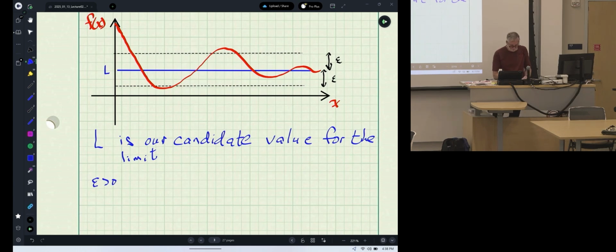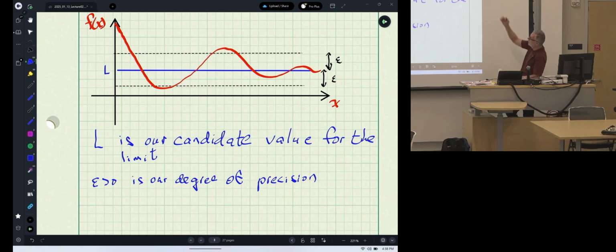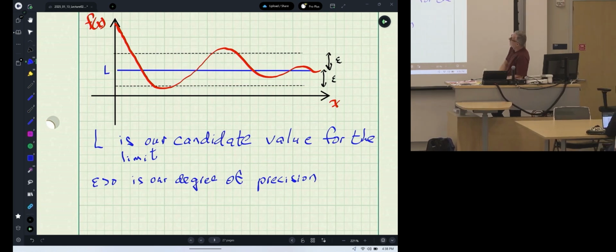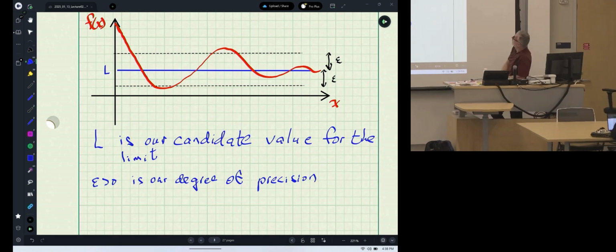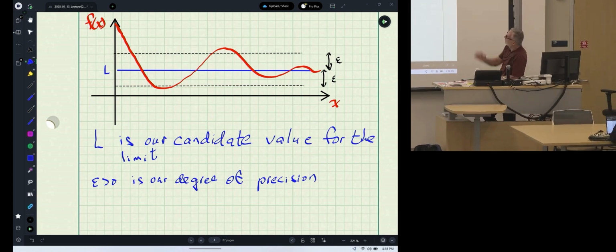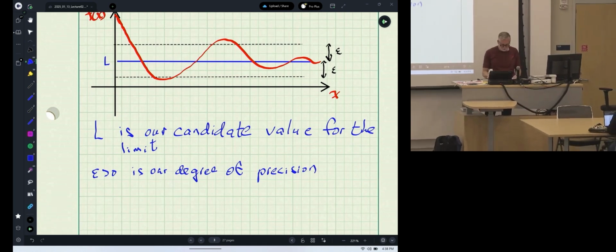Epsilon greater than 0 is our degree of precision. So who knows, maybe we can only force the function to get within 0.7 of L, and then it really wouldn't be a limit, as we'll see. But epsilon is our degree of precision, our tolerance for how much the function can deviate from the constant L if we let x be sufficiently large.